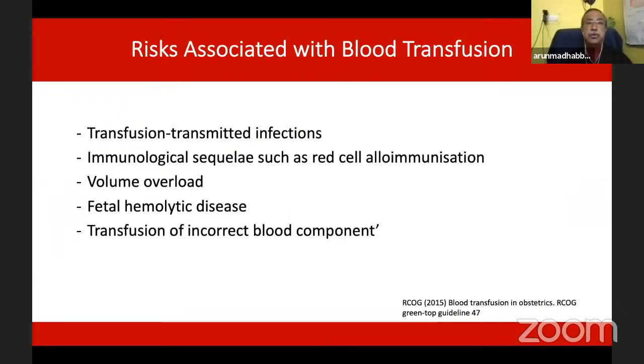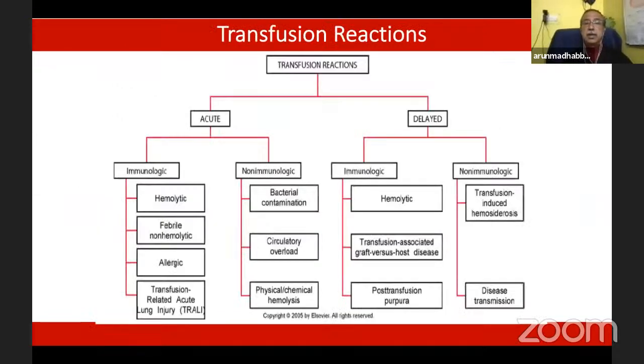We could require platelet support, but the risks associated with blood transfusion should always be remembered before giving a requisition for blood transfusion. There could be transfusion transmitted infections, immunological sequelae such as red cell alloimmunization, volume overload, fetal hemolytic disease. Transfusion of an incorrect blood component is always a possibility and a very dangerous complication of blood transfusion. There could be an acute transfusion reaction, there could be a delayed transfusion reaction, but we should always remember that transfusion reaction is never a healthy complication. We always have tremendous problems in managing transfusion complications, so it is better to think twice before we really go for transfusion.